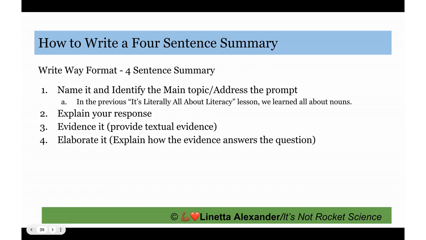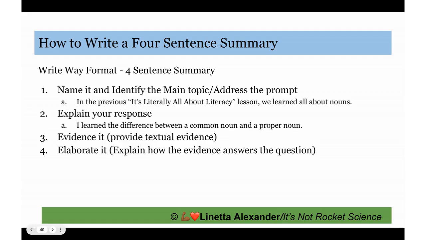So at the end of every lesson, I say write a summary about what you learned. So let's do that here. In the previous, it's literally all about literacy lesson. See, I named it. It's literally all about literacy lesson. We learned all about nouns. Okay. Now we want to explain it. I learned the difference between a common noun and a proper noun.